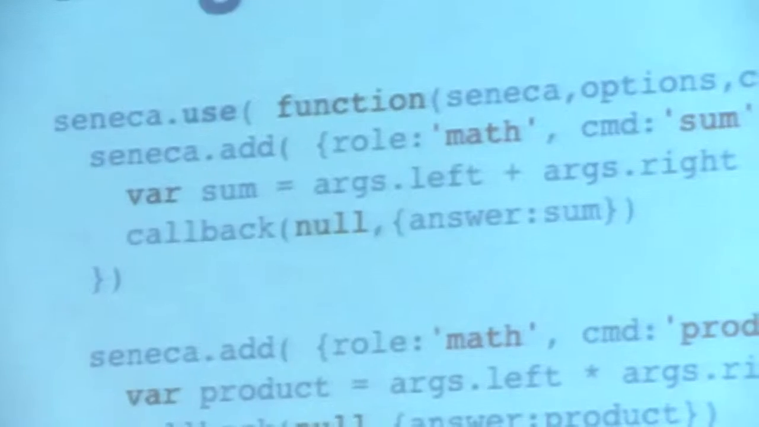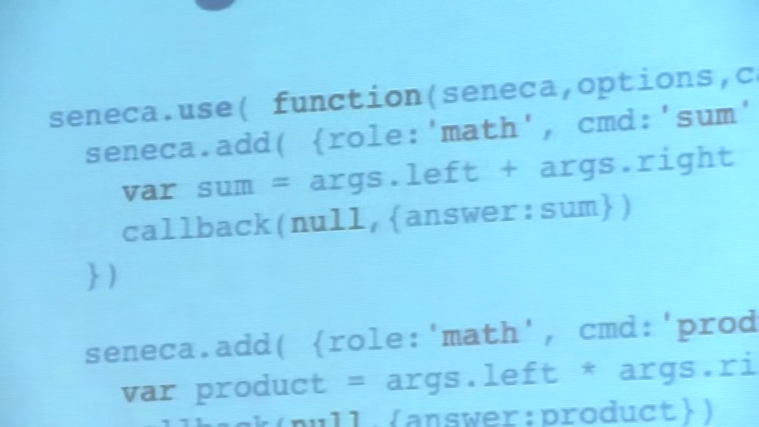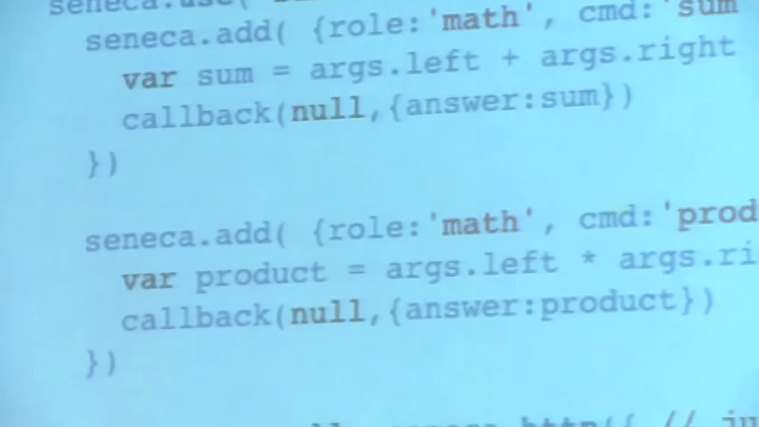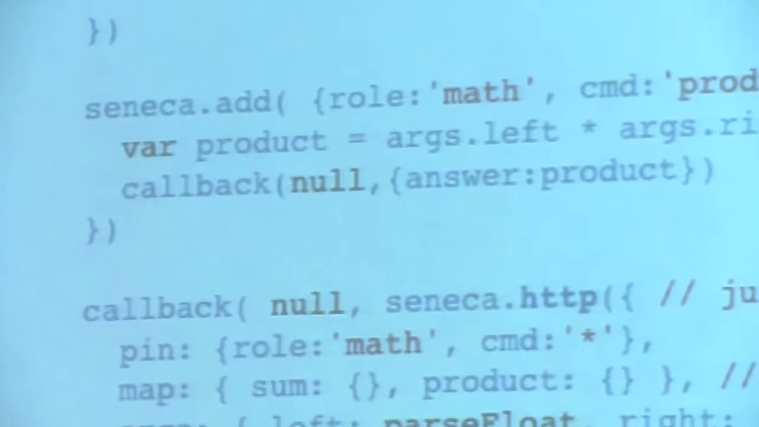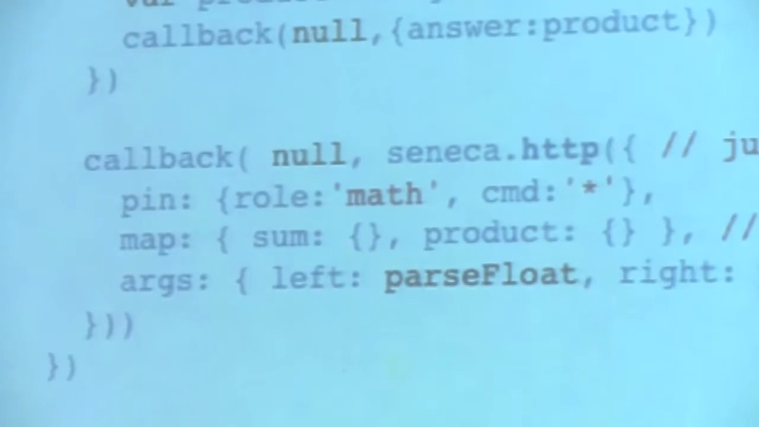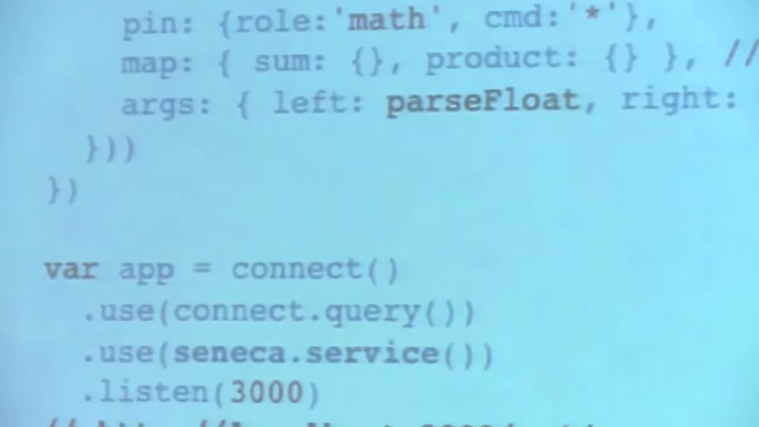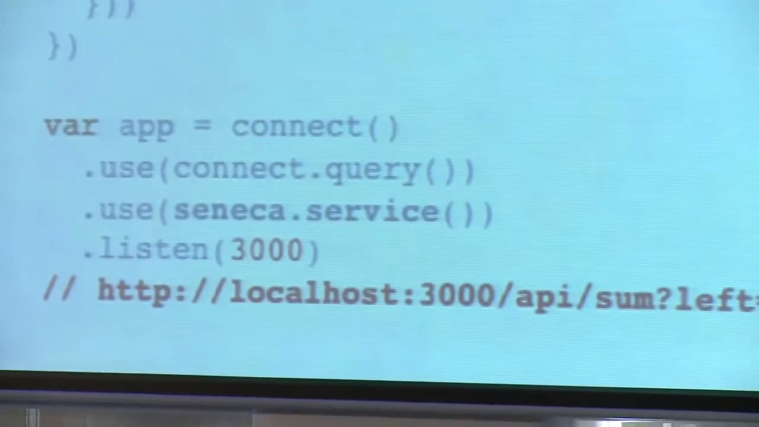Of course, it's nice to expose things over HTTP. So in your callback to Seneca, you can provide a connect middleware function. And because these often take the same form, we have a little bit of abbreviation here where you can say, map these specific commands to a little HTTP API. So what I'm saying here is that I want to be able to say /api/sum left and right, /api/product left and right. And I just want to make it really easy and convenient to do that.